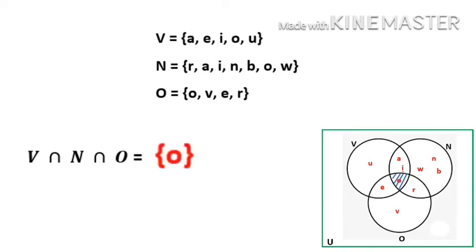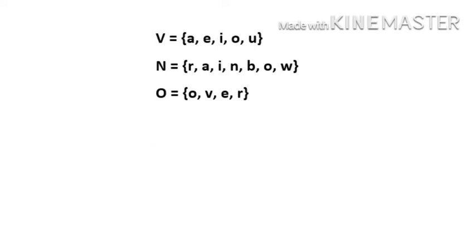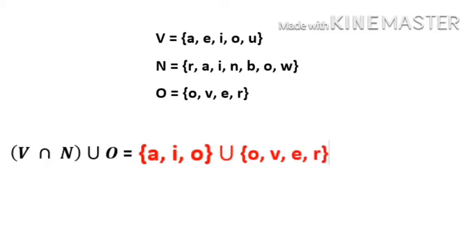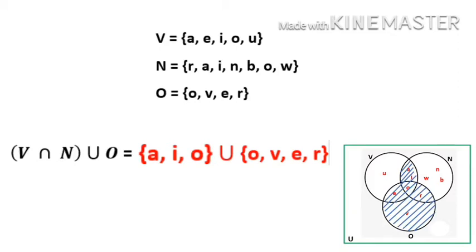So you have this. How about you have this? The quantity of V intersection N union O. In this case, unahon na to og solve ang naa sa parentheses. So ang sinasa parentheses naa si V intersection N. And kabaluta nga ang V intersection N is the set of letters A, I, and O. Then you unite it with O, the set of letters in the word over.